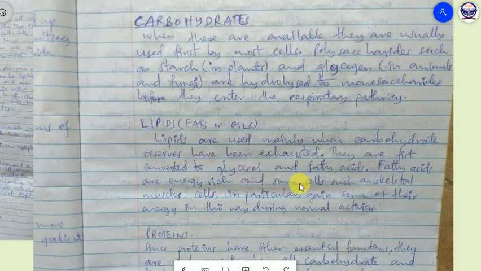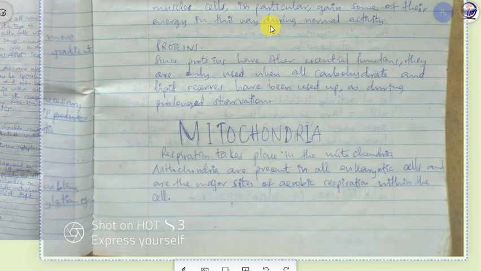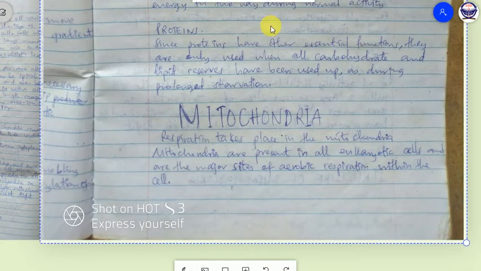They are first converted to glycerol and fatty acids. Fatty acids are energy rich, and some cells, such as skeletal muscle cells in particular, gain some of their energy in this way during normal activity. So during normal activity, hata kama mtu ana excess of carbohydrate, some of the cells, such as the cells of muscles, use lipids because of the high energy present in the fatty acids. We shall see later how fatty acids undergo beta oxidation, and by beta oxidation of fatty acids we get energy from them.